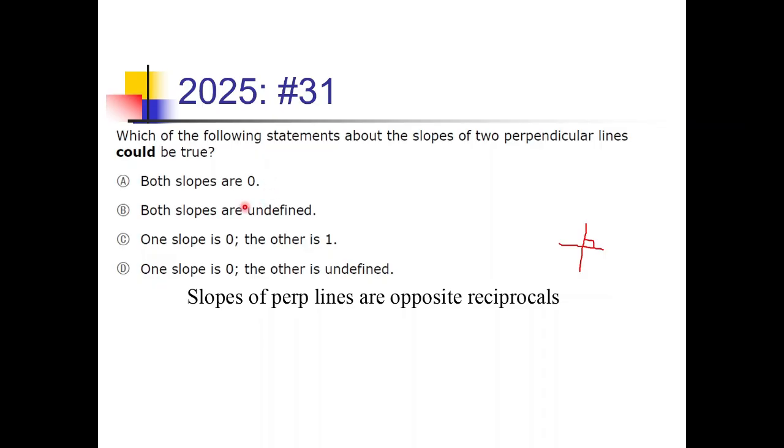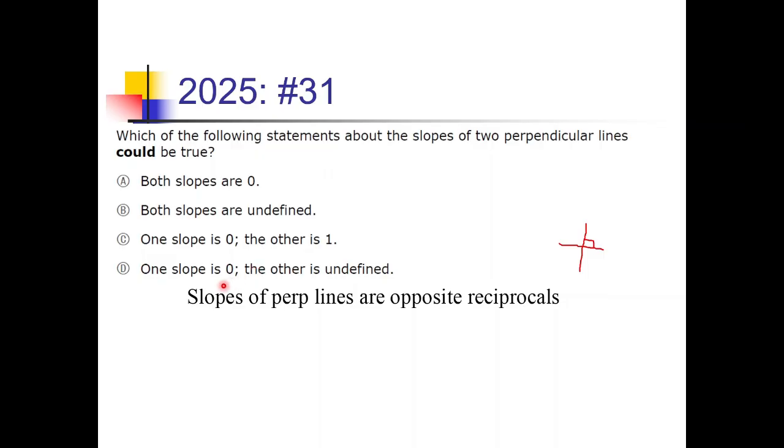And by the same token, the slopes can't be both undefined. Undefined slope really just means you have a vertical line. So we couldn't have two vertical lines either. So now our other options: one slope is 0, the other is 1, or the slope is undefined.